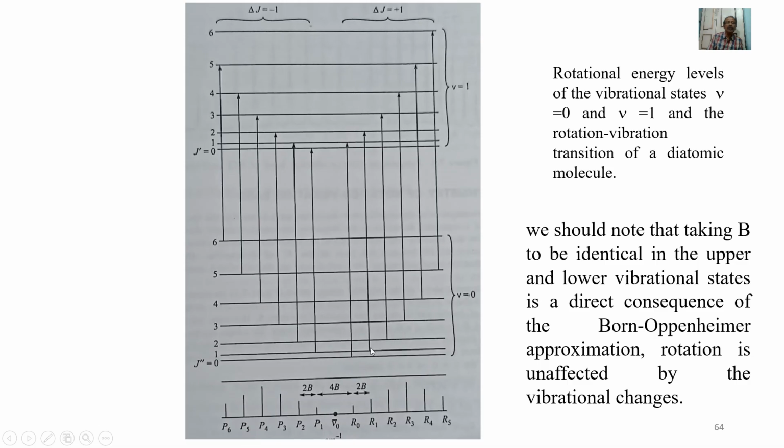And it goes on. We should note that taking B to be identical in the upper and lower vibrational states is a direct consequence of the Born-Oppenheimer approximation. Rotation is unaffected by the vibrational changes. The difference between these two is nothing but 2B, here also 2B. The difference between these two, the P and R branch, is nothing but 4B.